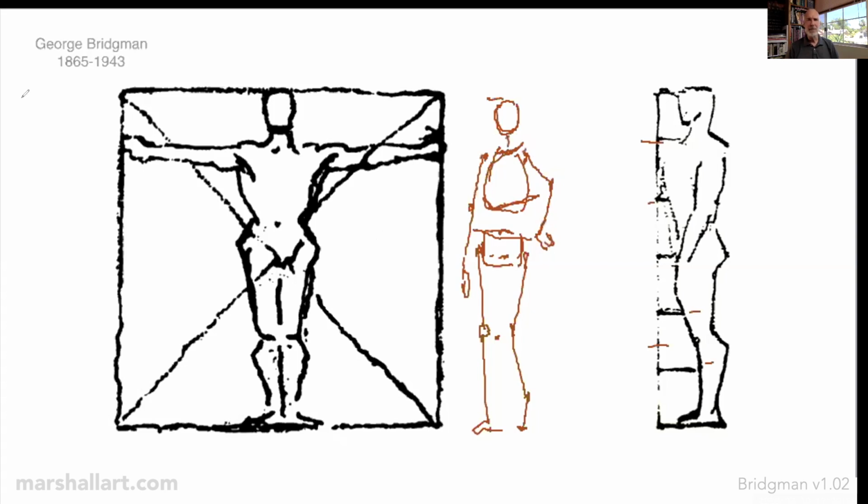What do you think, folks? This seems like the easiest proportional system for a standing figure that I know. I'm going to pause for another minute. See if there's any Q&A. Any Q&A?